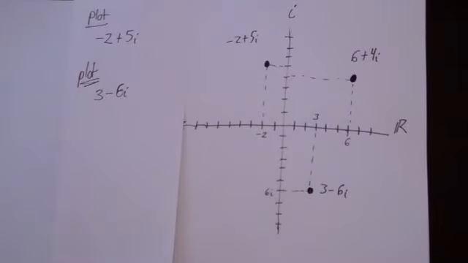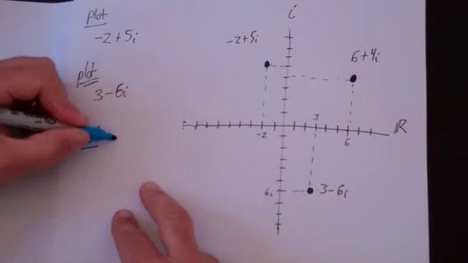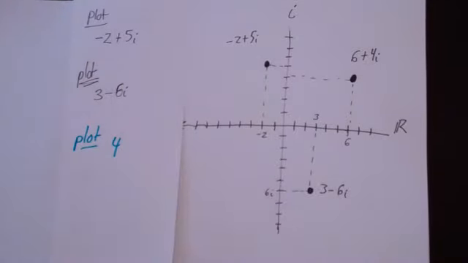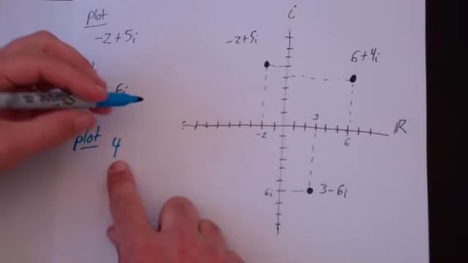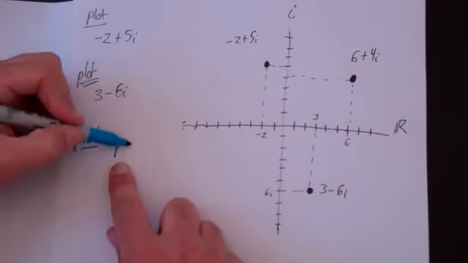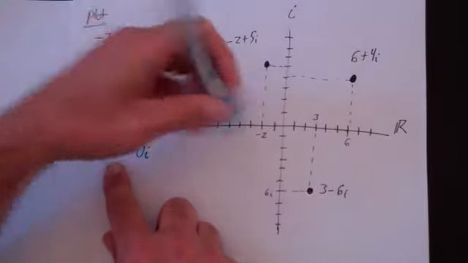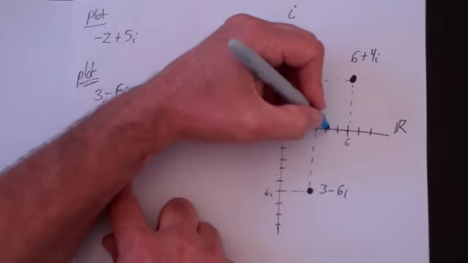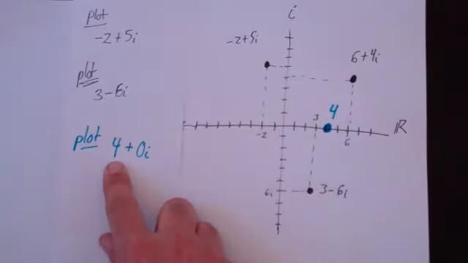Now, there are a couple tricks. Let's say you wanted to plot, for example, 4. Well, 4 is a real number, so what is the imaginary part of 4? None. So the important thing is that the 4 that you've seen ever since you were probably 2 or 3 is really just 4 plus 0i. Where's 4 plus 0i? 1, 2, 3, 4. There's 4 right there. So that's 4, or 4 plus 0i.